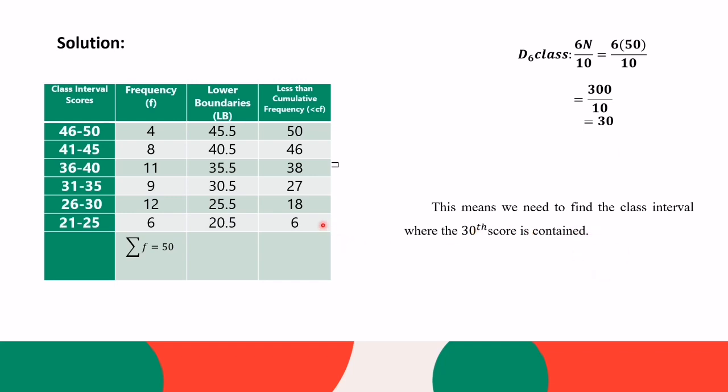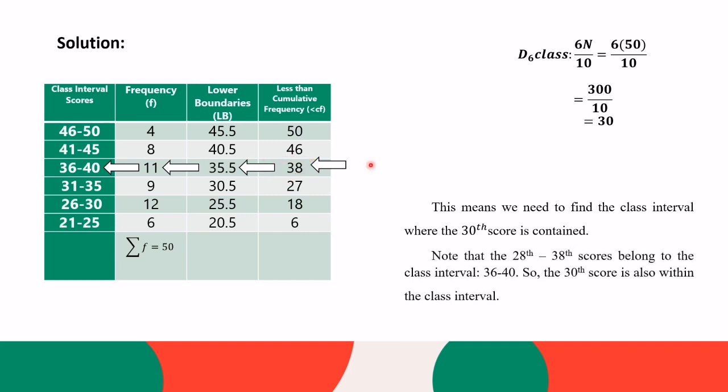So it does not belong to the first row because it is only until 6. It does not belong to the second row because it is only until 18. It does not belong to the third row because it is only until 27. However, it belongs to the fourth row where the class interval is 36 to 40, because as you can see, the 30th here will start from 28 to number 38. So the 30th score belongs to the class interval 36 to 40.